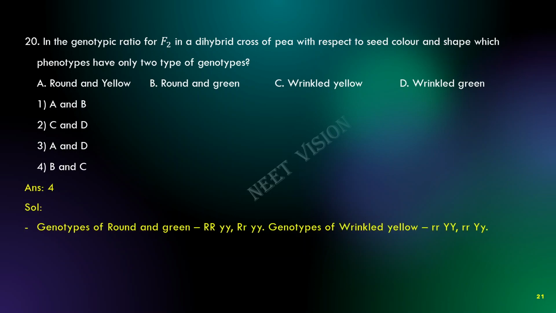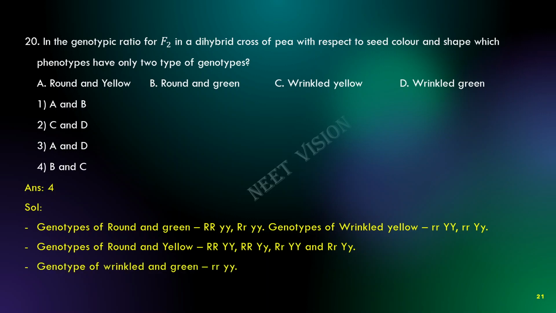See here. Genotypes for round and green are capital R, capital R, small y, small y, and capital R, small r, small y, small y. Genotypes for wrinkled and yellow are small r, small r, capital Y, capital Y, and small r, small r, capital Y, small y. Genotypes for round and yellow: four types of genotypes are there, not two. They are RRYY, RRYy, RrYY and RrYy. Four types of genotypes for the double dominant phenotype.